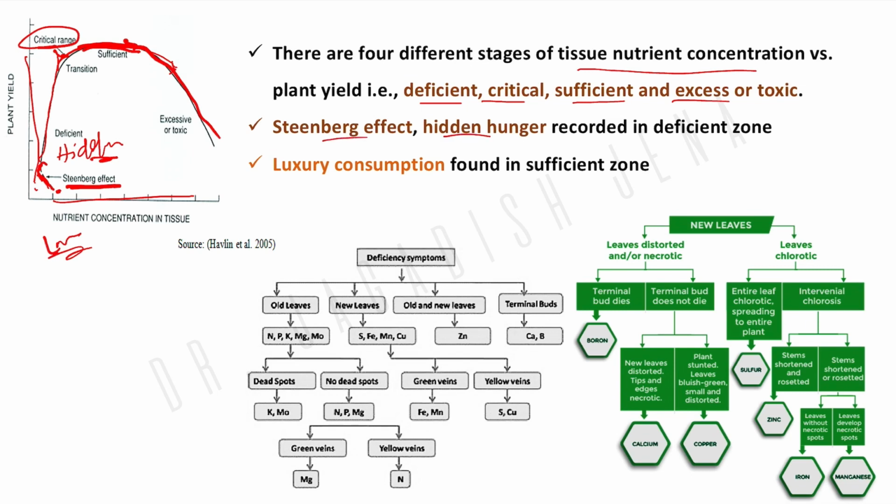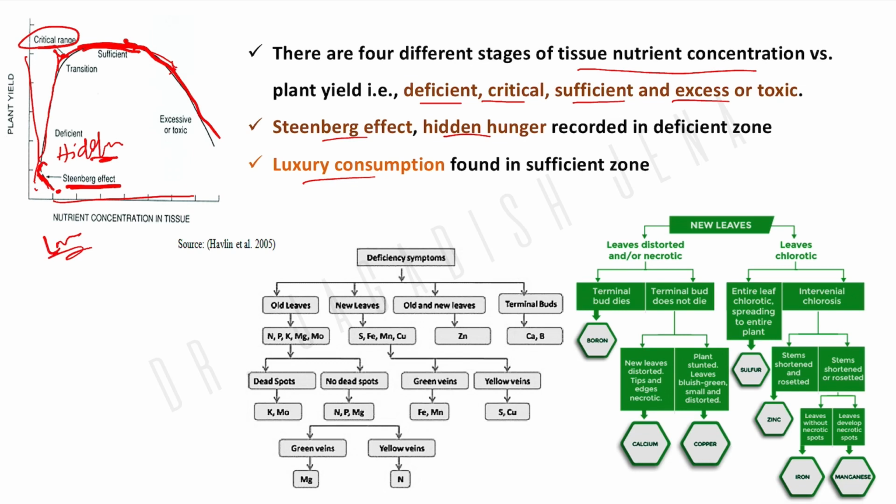Steinberg effect, hidden hunger, and luxury consumption are very important. I have already discussed what they are. Steinberg effect means at the initial stage there will be nutrient dilution, low nutrient concentration. Hidden hunger means the nutrient is deficient but the plant is not showing the deficiency symptom. Luxury consumption means without any toxic symptom, the plant is taking up more nutrient than the optimum.